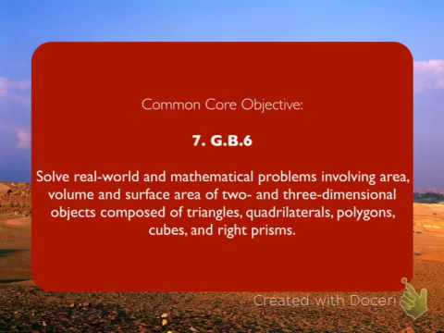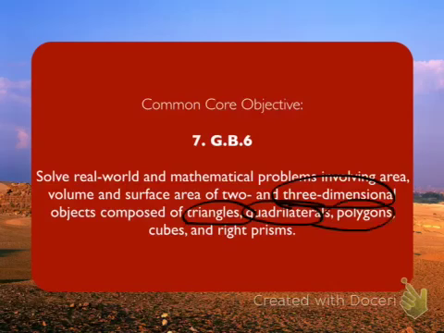Today's objective might look pretty familiar to you because we are still chipping away at this 7GB6, where we are working with mathematical problems involving pretty much everything that has to do with geometry. So 2D and 3D, today will be 3D objects composed of triangles, quadrilaterals, polygons, cubes, right prisms, surface area. So these are all the points that we're hitting with this lesson.